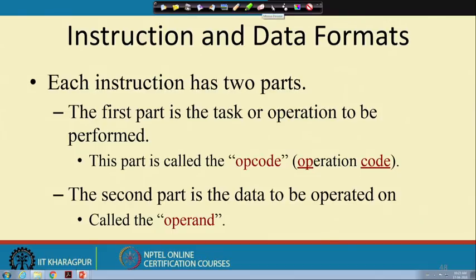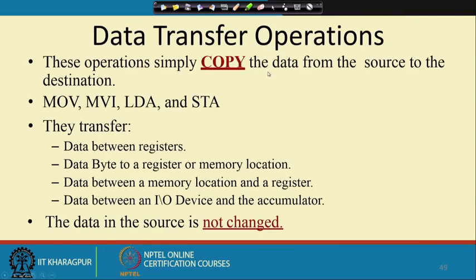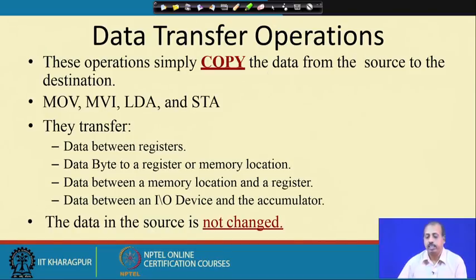Next we will see how these instructions look. The first category of instructions that we will look into is known as data transfer operations. These operations are useful for copying the data from source to the destination address. The common instructions are MOV, MVI, LDA, STA, etc.